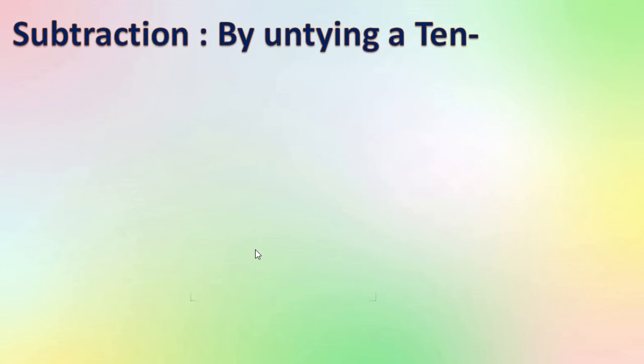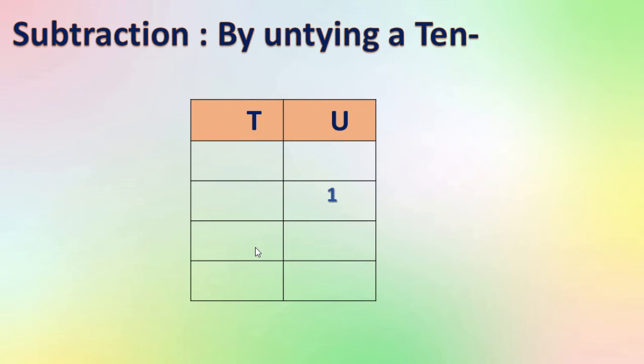One more. Now the sum is 61 minus 57. Again 1 is smaller than 7, 1 borrows from 6 and 6 becomes 5, right? And 1 becomes 11. 11 minus 7 is equal to 4. 5 minus 5 is equal to 0. So 61 minus 57 is equal to 4, isn't it?